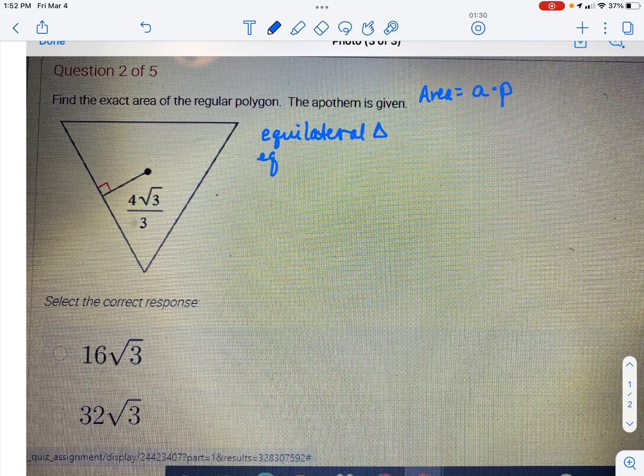If it's equilateral, then we automatically know that it's equiangular, which means that all of the angles are the same measurement. So that means all three of these angles are the same measurement. So what would that be? You know that all three of them have to total 180. Divided by 3, that's 60. So we know that each one of these is 60 degrees.